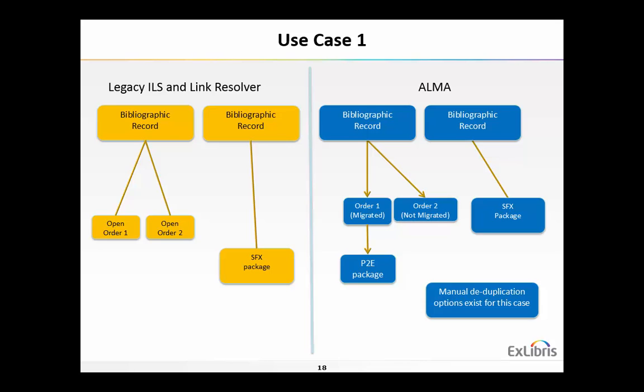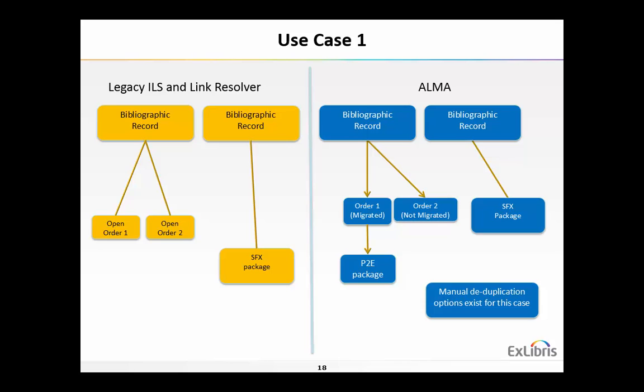Each one of these use cases will show how the bibliographic record exists in your originating ILS and how it will look in Alma once the P2E conversion process has been completed. In the first use case shown here, we have duplicate bibliographic records.